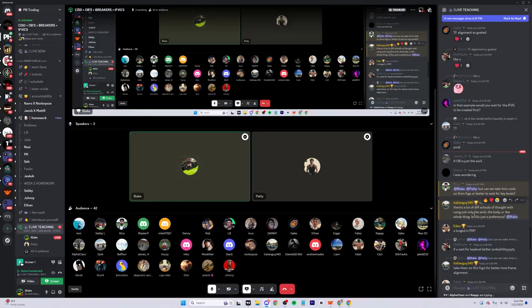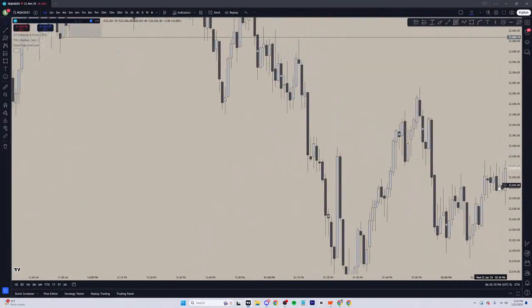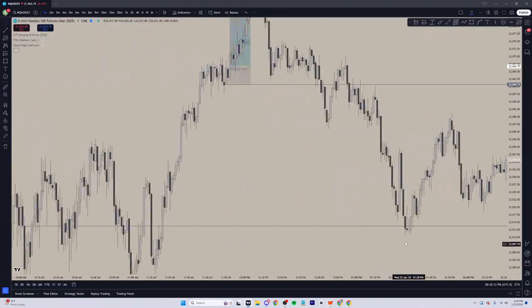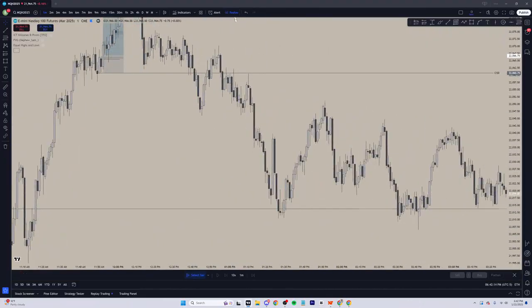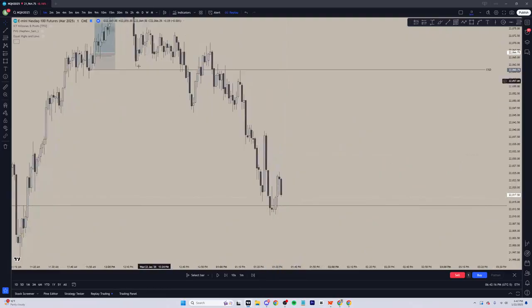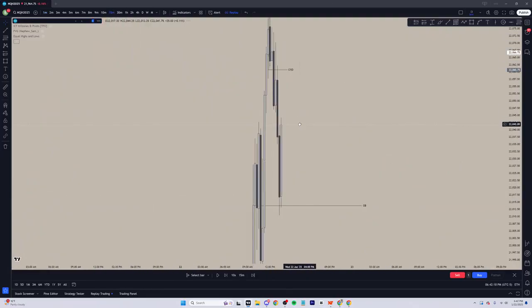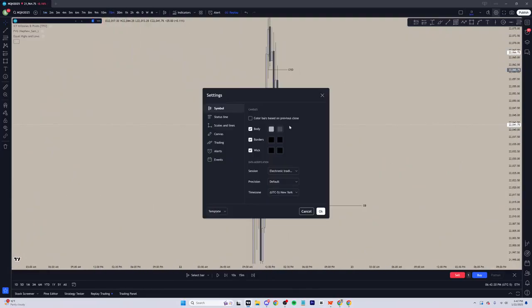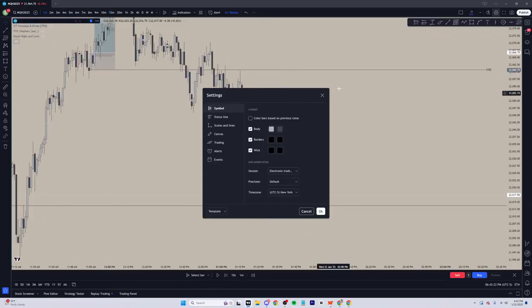Bro, to be honest, it really just depends on RR, I think. You longed in PM, yeah. I just took a mech model. I don't really trade PM unless it's an obvious mech model, but I took a mech model to an unfilled 15-minute gap and those equal highs off of a 1 hour order block.